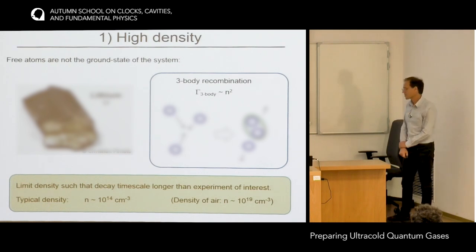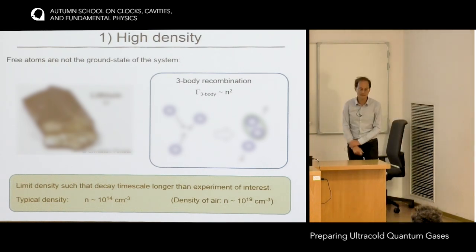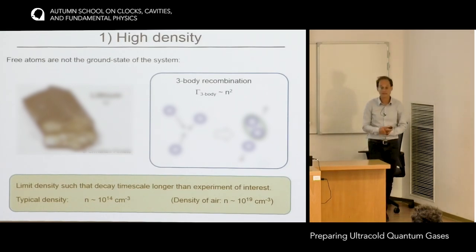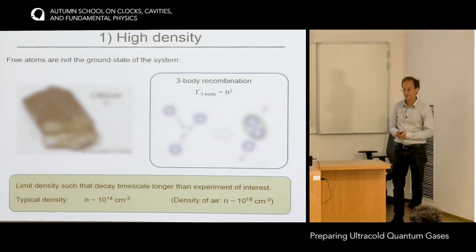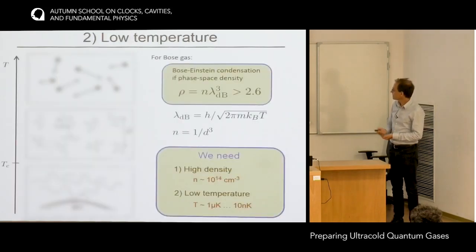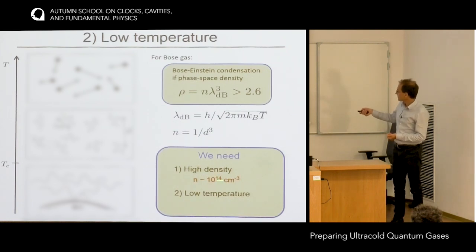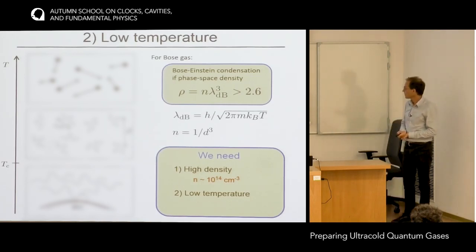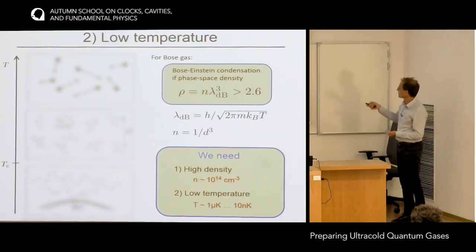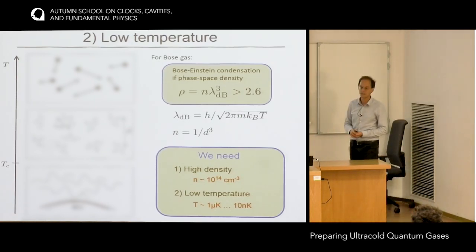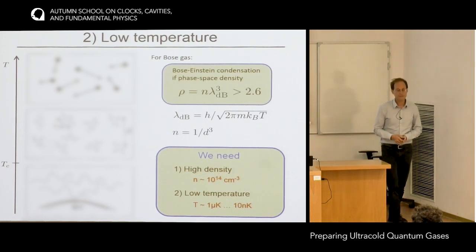And actually that's not all that dense. The molecules in air here are 10 to the 19 per centimeter cubed, 100,000 times denser. Good. So that gives us a limit here for the density. And now if I plug this density limit into these equations, I can calculate how cold I should be. And it turns out, depending on the mass of the atom, we should be in the region between a microkelvin and 10 nanokelvin. And that's pretty damn cold.